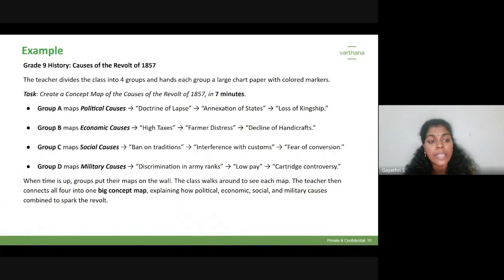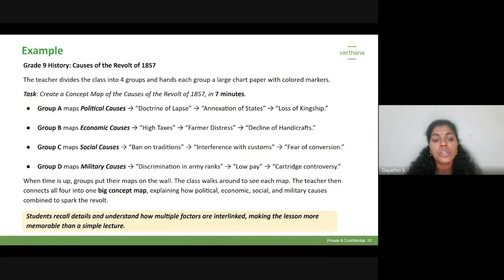My friend has worked on the economic causes. How these two are related. What happened to social? What happened to military, right? So the outcome of this entire activity is that they will remember the smallest detail and how multiple factors are interlinked, so that this entire theory becomes more memorable for them instead of doing a simple lecture.